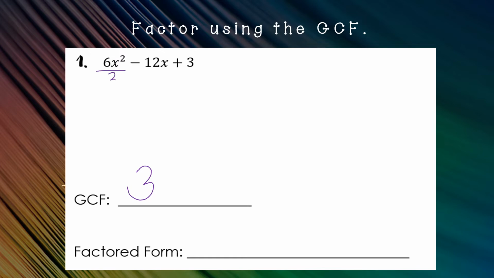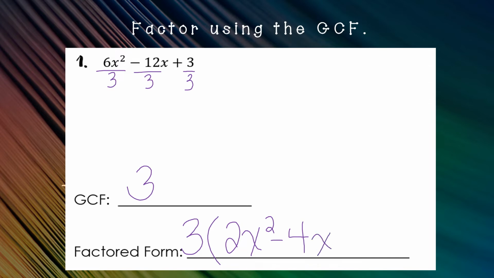So to factor, you're going to divide everything by 3. That GCF will be part of the factored form. It will always be written in the front. So 6 divided by 3 is 2. The x squared will remain x squared because you did not divide it by any x's. Negative 12 divided by 3 is negative 4. The x remains the same. And then 3 divided by 3 is 1. So factored form is 3, the original GCF, and then 2x squared minus 4x plus 1.